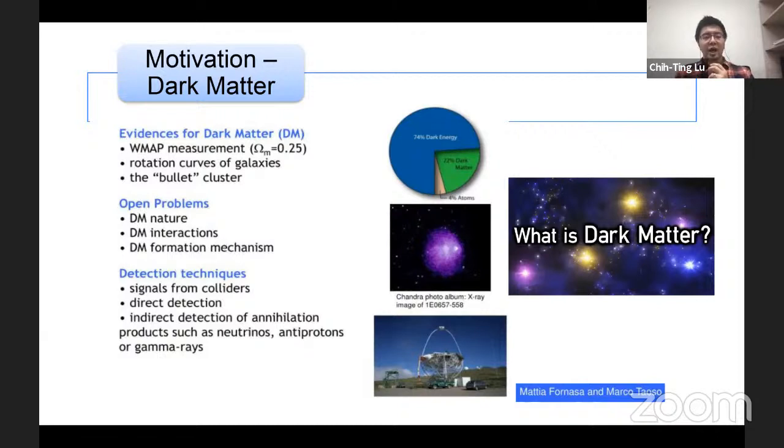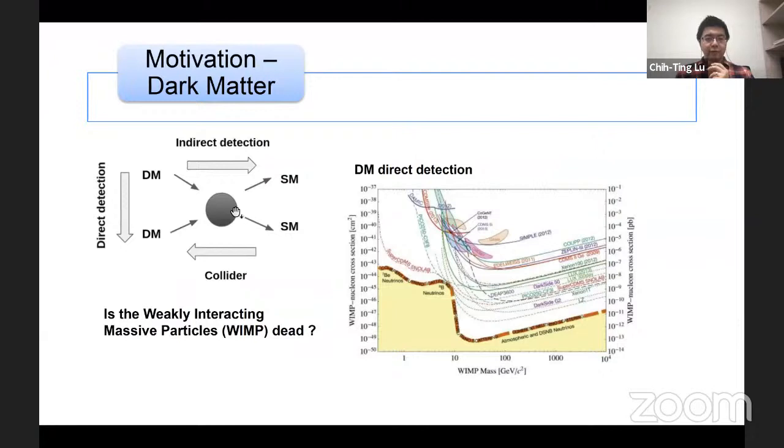Hopefully, we already have many detection techniques. For example, collider searches, direct dark matter detection, and also indirect detection from the annihilation products like neutrinos, antiprotons, and gamma rays. So like in this cartoon, we have three different directions to search for dark matter, and especially direct detection already gives us very strong bounds.